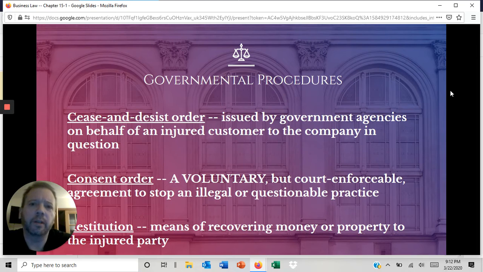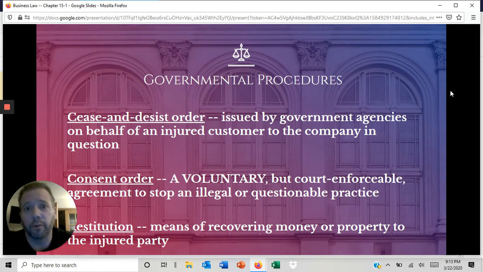Normally, when this happens, an investigation will begin, and if there is probable cause that the plaintiff, you, has a reasonable case against the defendant, then that government agency will issue a cease and desist order. This tells that company to immediately stop whatever practice is going on that led to you or any other party being injured.